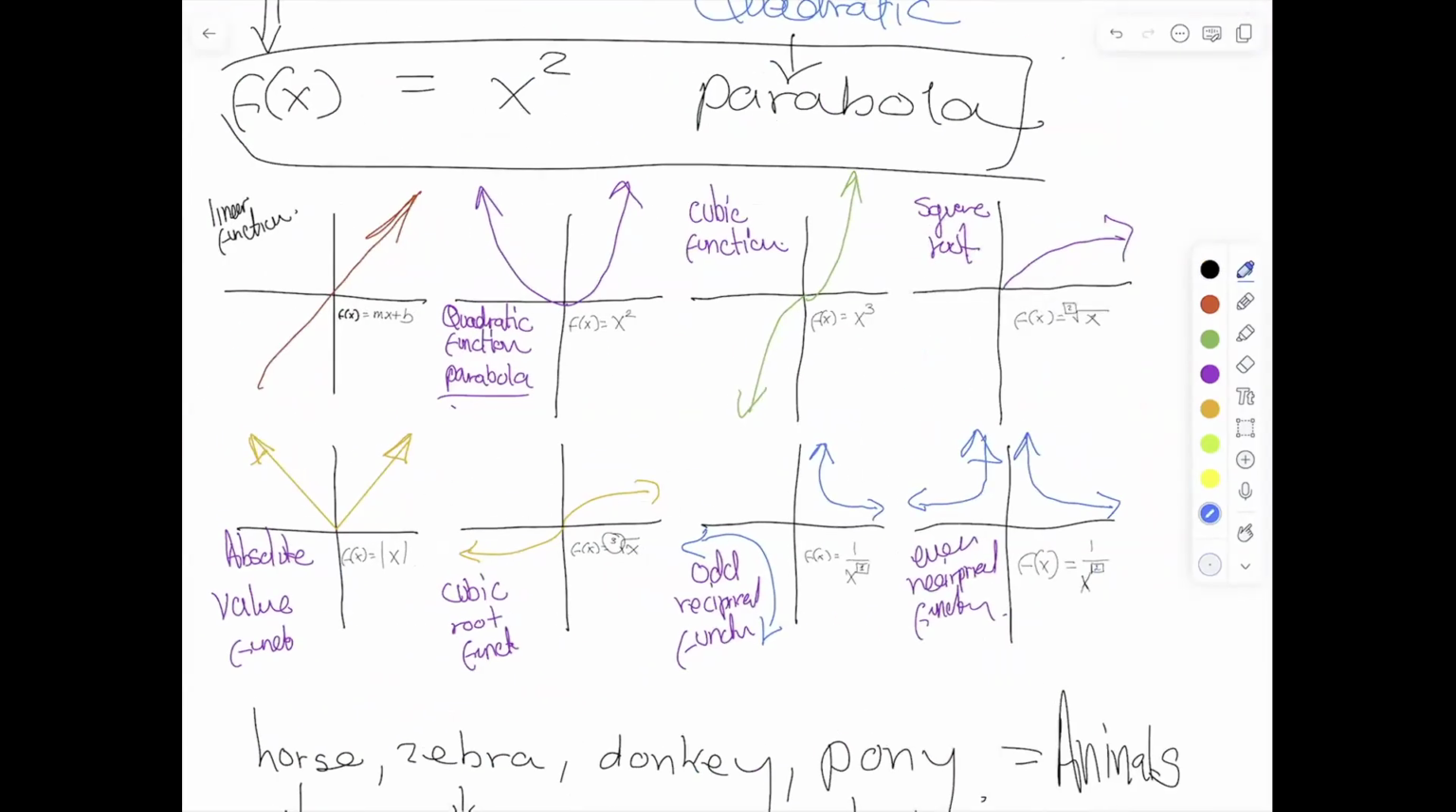Ladies and gentlemen, I present to you 8 functions. You will get 3 of them, and they're going to ask you, what are the names? And you're going to be responsible to say linear function, quadratic parabola function, cubic function, square root function, absolute value function, cubic root function, odd reciprocal function, or even reciprocal function. And not only will you have to name them, they want to know the equation. They're not going to ask you to solve it, but you better know this.